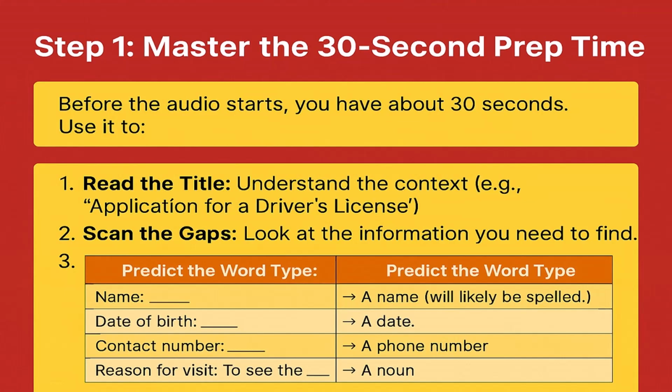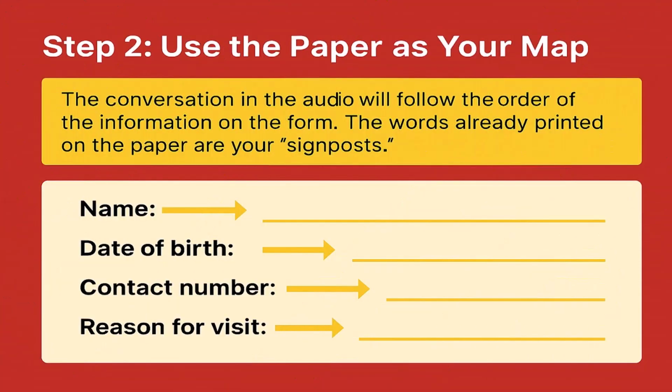Step 2 is to think of your question paper as a map. The conversation will follow the structure of the form, from top to bottom. The words that are already printed on the paper, like the headings address or occupation, are your signposts. This means you can follow along with the conversation. When you hear the speakers talking about the address, you know you are in the right place, and the next piece of information on your form is probably coming soon. You'll never feel lost.